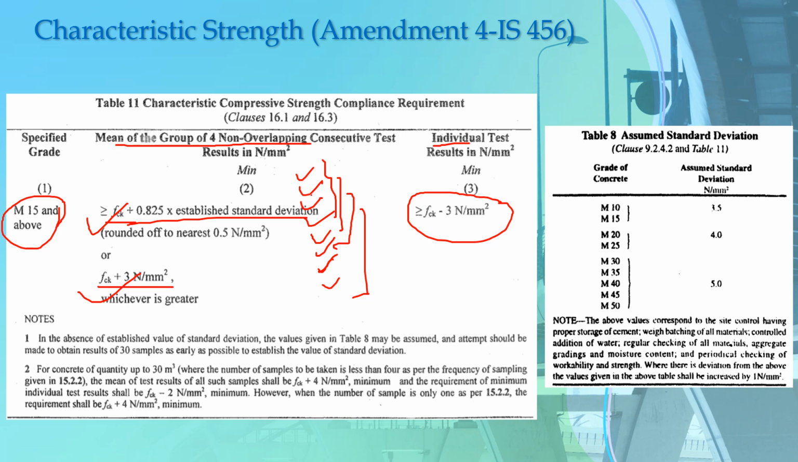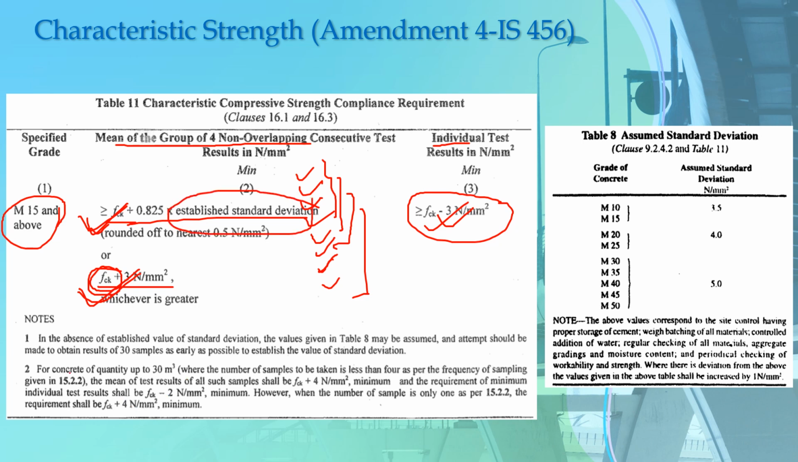So in this case, the mean of the group should be either greater than or equal to this value or this value, whichever is greater. Individual result should be greater than or equal to fck minus 3, whereas for group result either this or this. So fck is the characteristic compressive strength. For example, for M20 grade, fck is taken as 20 Newton per millimeter square. But how do you calculate this standard deviation here?